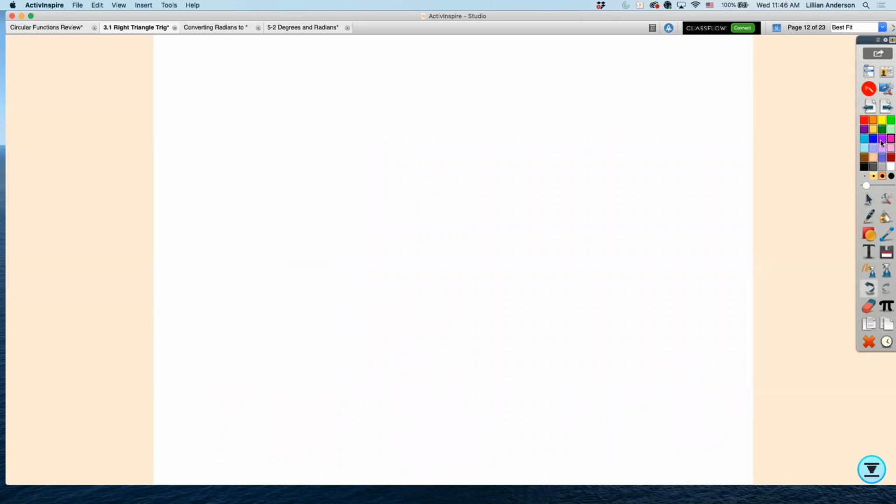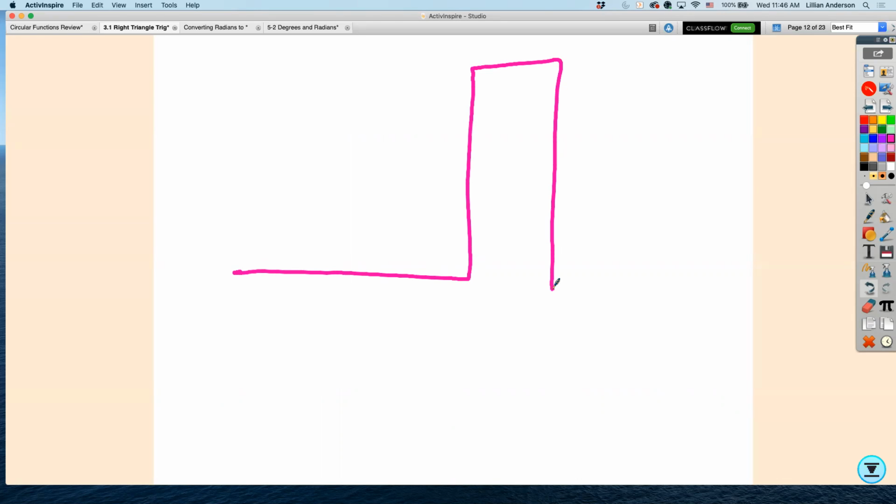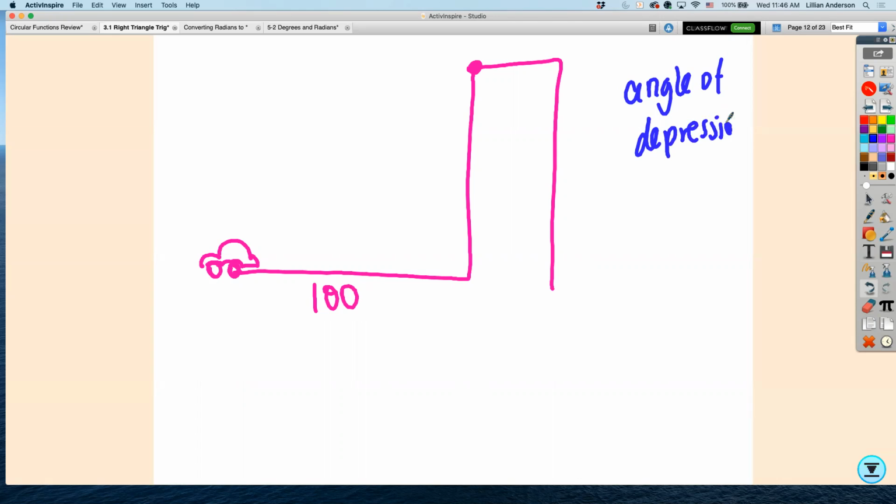Let's say the person was not at the bottom of the building. Let's say they were at the top of the building. Okay, now they're up here, and they spot a car. They spot a car that's 100 meters away. Then it said the angle of depression was 60 degrees.